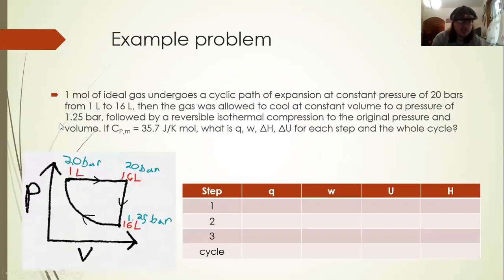So this is a cyclic path. One mole of ideal gas will expand at a constant pressure of 20 bars from 1 liter to 16 liters. Constant pressure expansion. The gas will then cool at constant volume to a pressure of 1.25 bars and then undergo isothermal compression back to the original volume. I give you the C sub P. What is the Q, W, delta H, and delta U for each step, and what is it for the whole cycle? We're going to do it step by step.